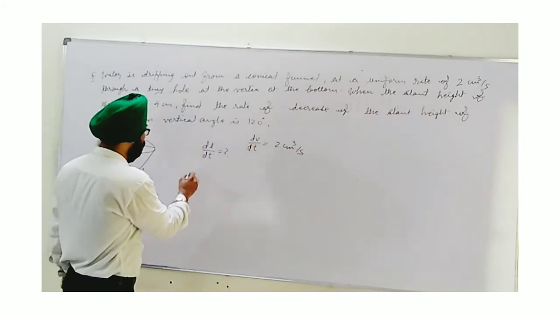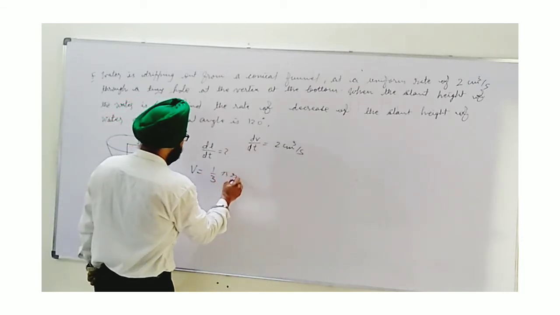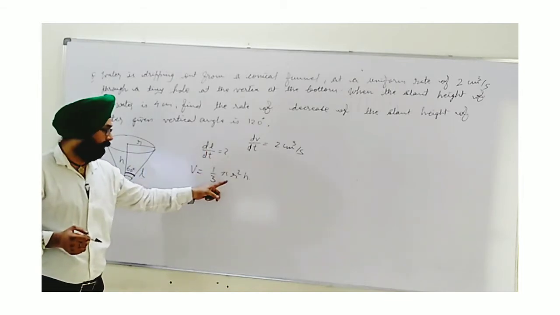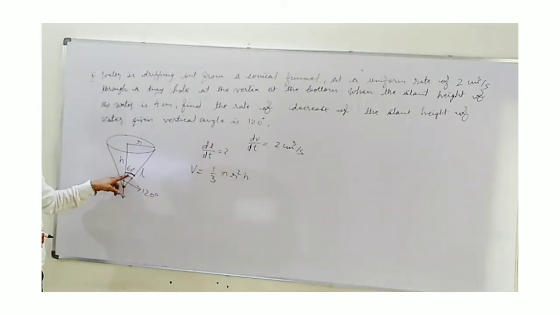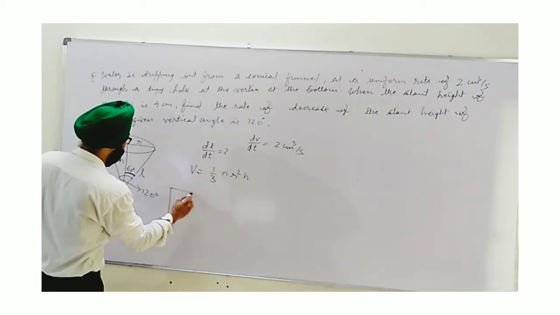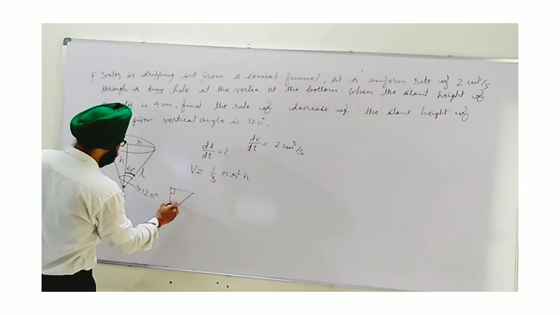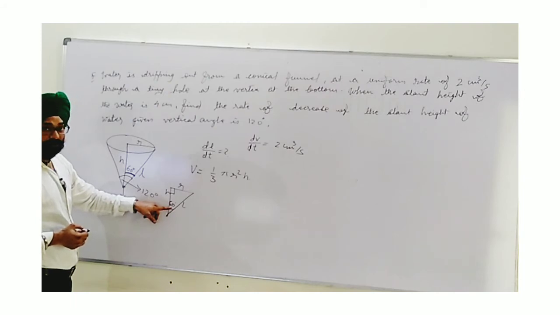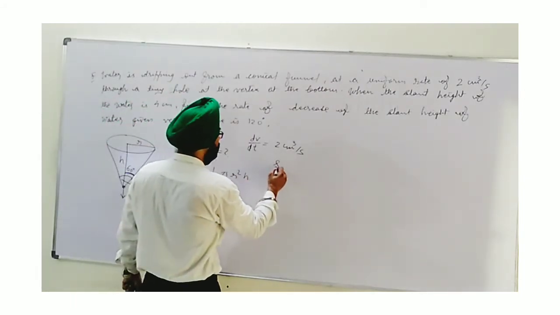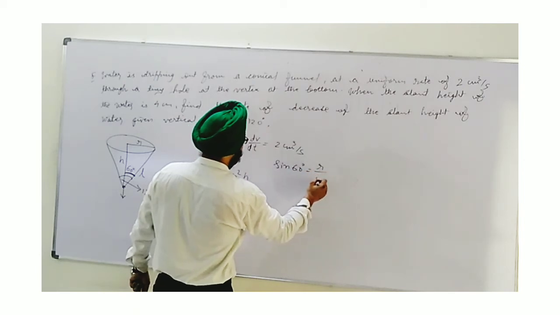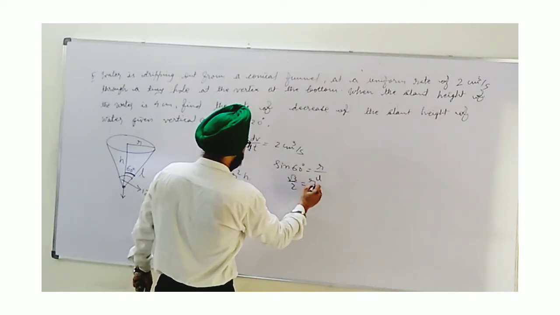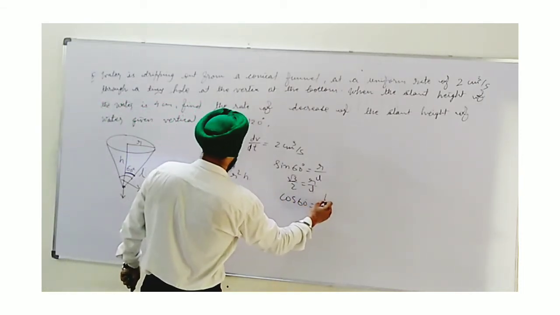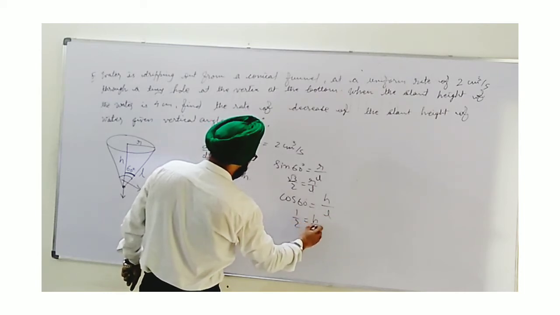We know the formula for volume of a cone is 1 by 3 pi r square h. You can see V is not directly related to L, but we can convert these dimensions r and h in terms of L using the 60 degree. In the right triangle, this one is 60 degree, with sides R, H and L. If R and L are to be related with respect to this angle, we have to take sine 60. Sine 60 is equal to R upon L, which is root 3 by 2. Also, when we take cos 60, it becomes H upon L, so 1 by 2 is equal to H upon L.